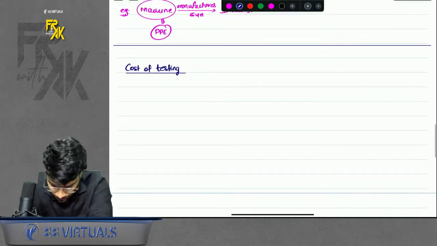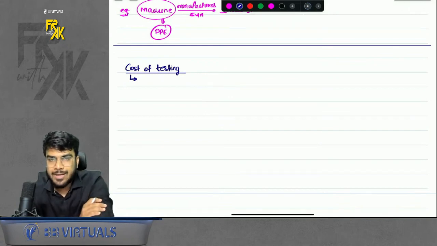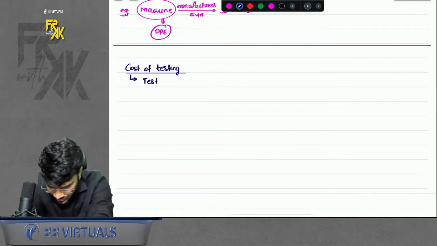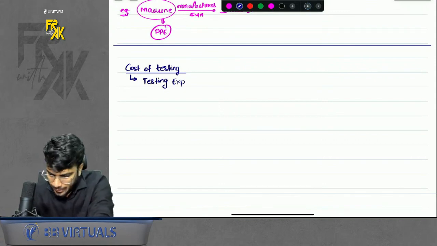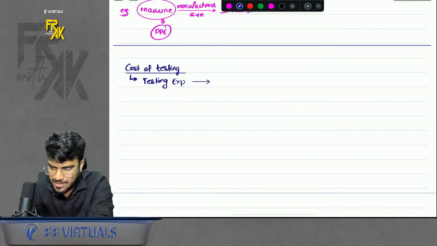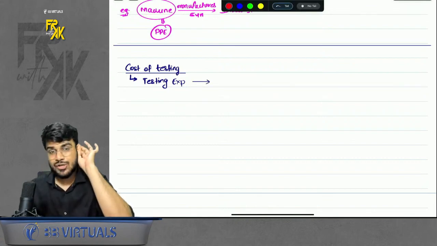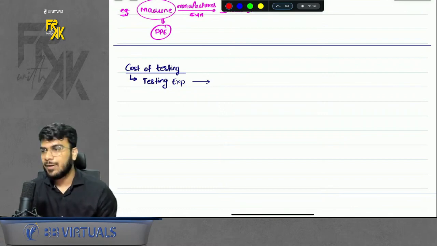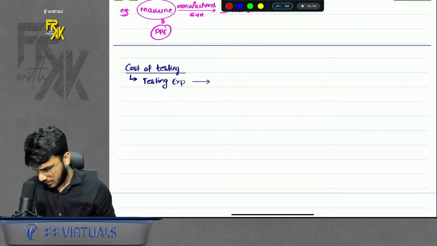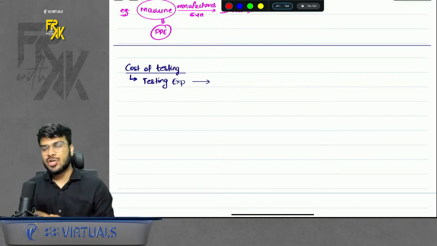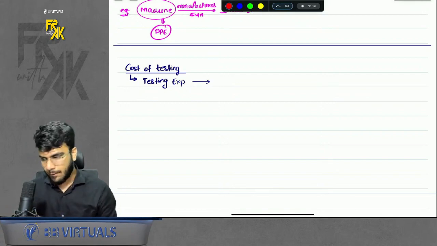Cost of testing. Now, what all expenses will form part of this? Let's suppose you have a testing expense to be incurred. Now what is the meaning of testing expense? Let's say for example, I stay in Mumbai. In Mumbai, the construction of metro is going on as of now. Metro is basically like a train only, but for local commuting. So the construction of metro is going on, which is built by the government, right?